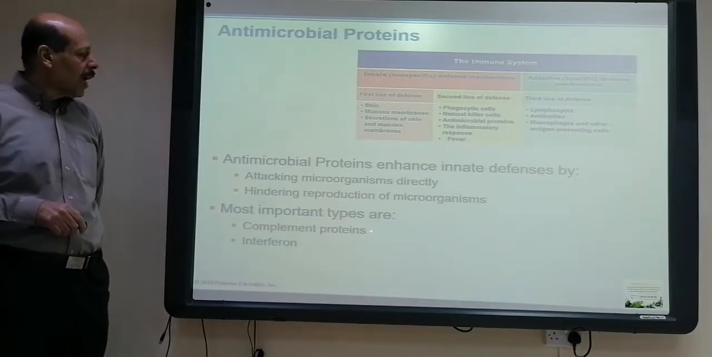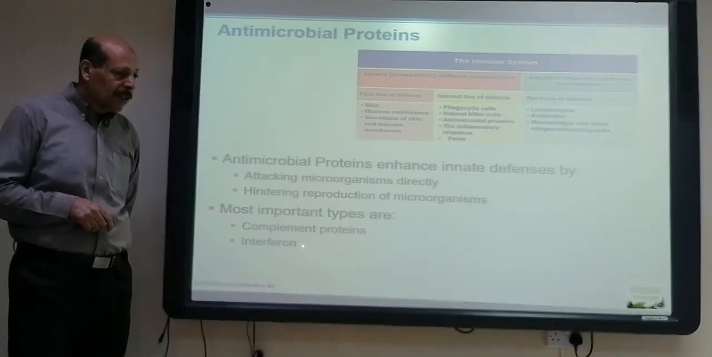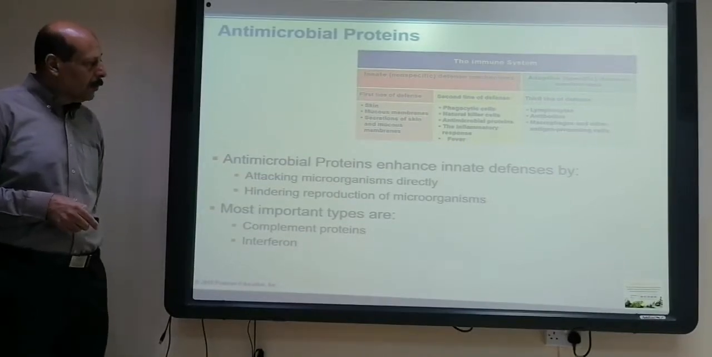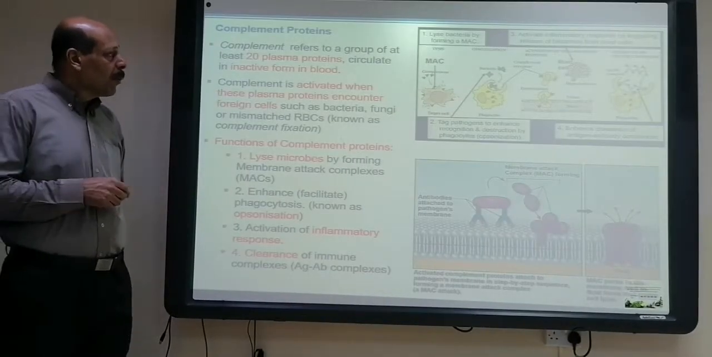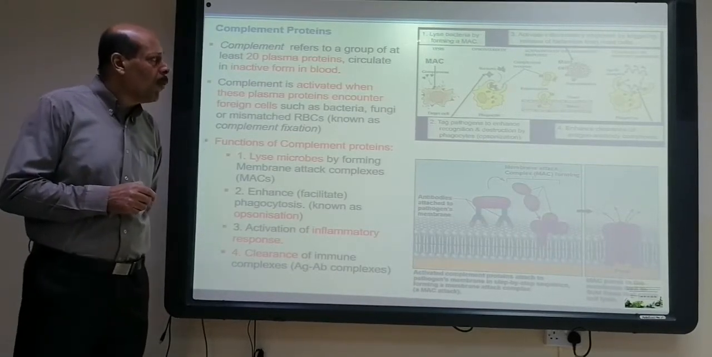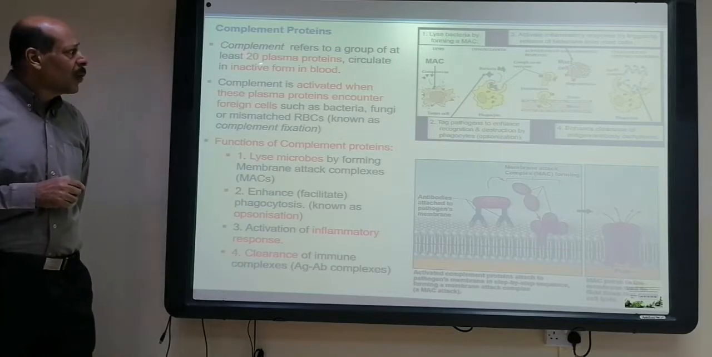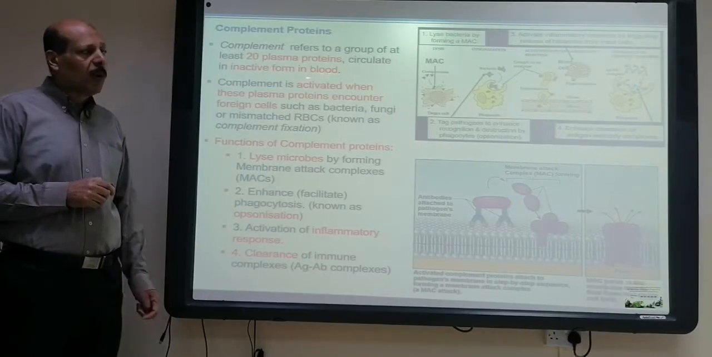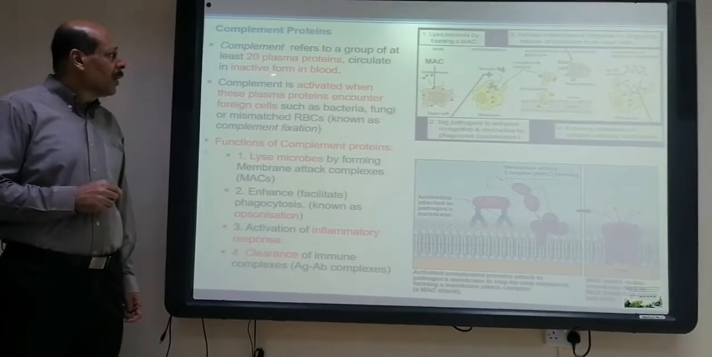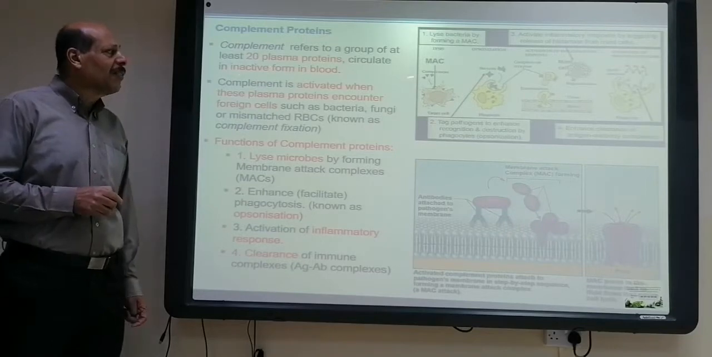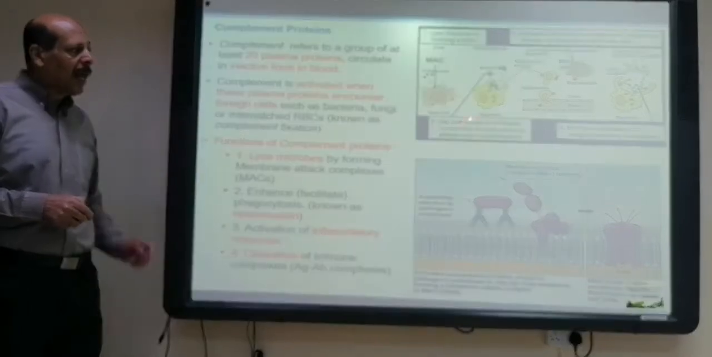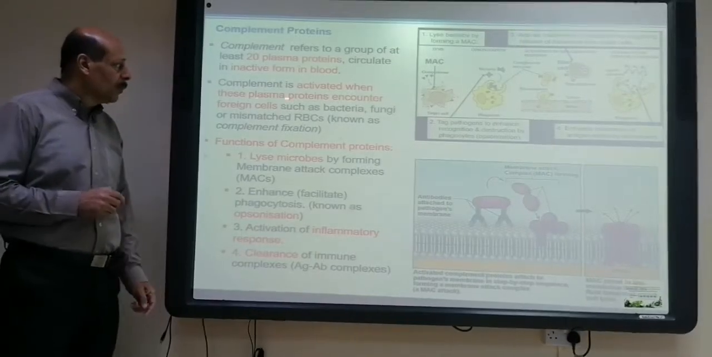The most important types are the complement proteins and the interferon. The complement protein refers to a group of at least 20 plasma proteins. So they are plasma proteins circulating in our blood plasma, and normally they are in an inactive form in our body.